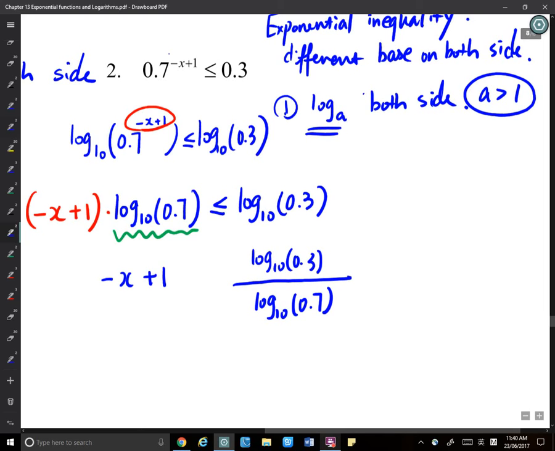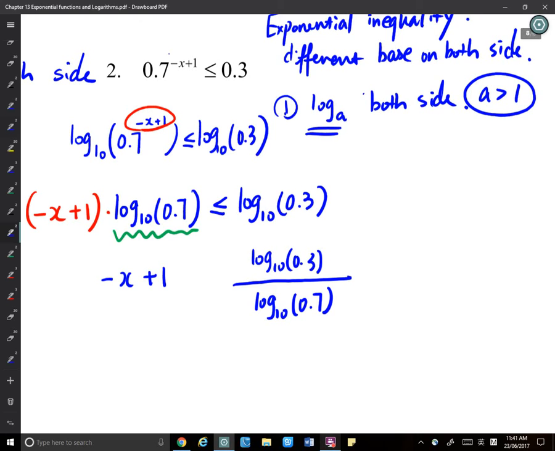Because that's the most tricky part. This is something you need to know. When we divide or times a number on both sides of an inequality, what we need to be careful with is negative values. If it's positive, no problem. If it's negative, you will have some problem with it. Now, the problem is the number we divide by, log 10 of 0.7. It seems like a positive number, I always think it's a positive number because there's no negative sign, but it is a negative number.